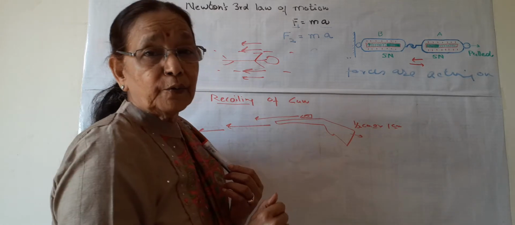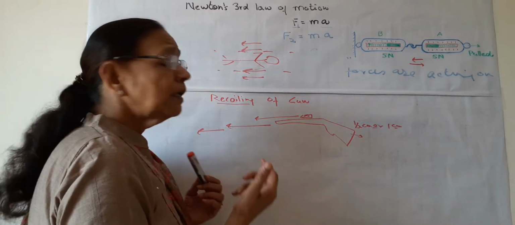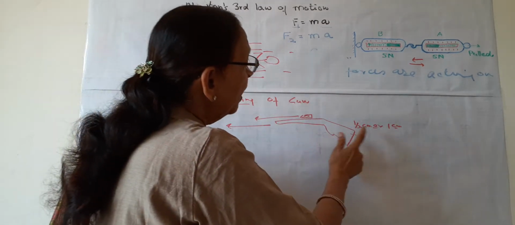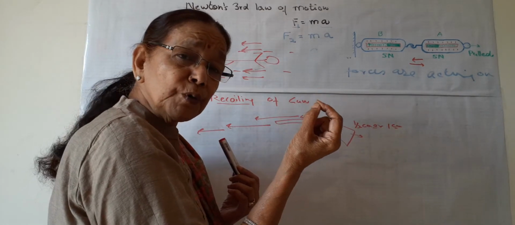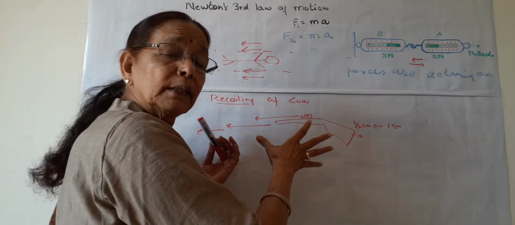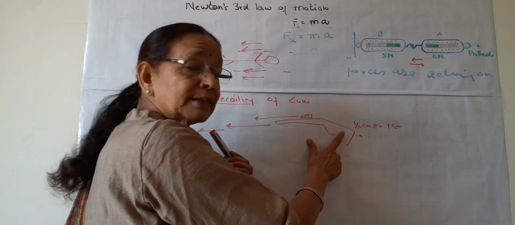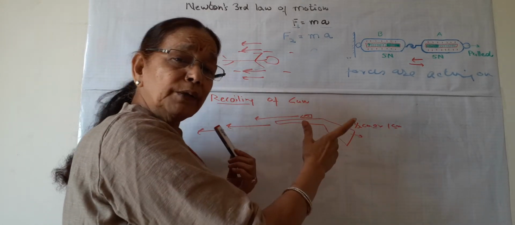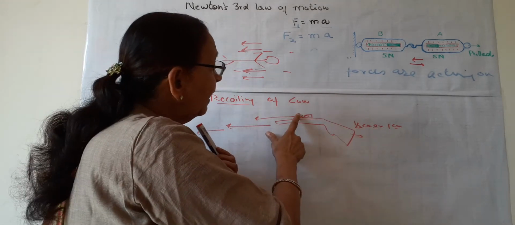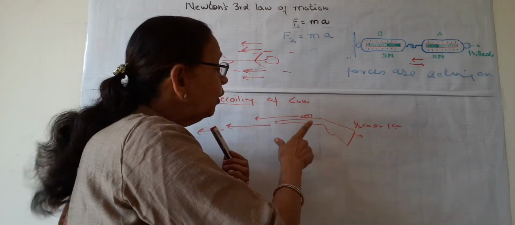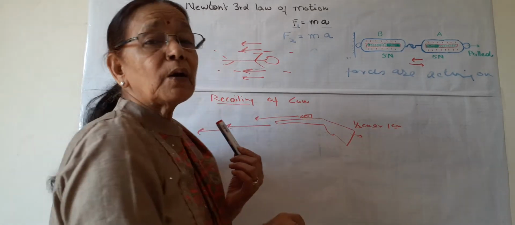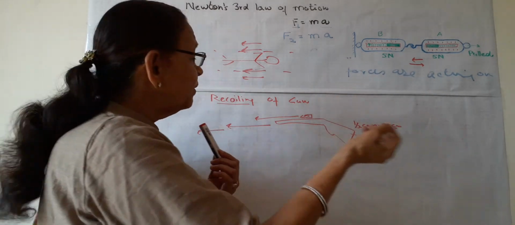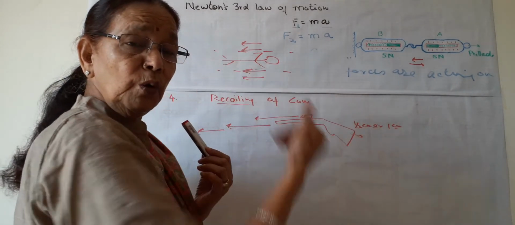It moves backward. But we can again ask a question: why is this bullet going a few meters and why is this gun only recoiling a few centimeters, though the force exerted by the gun is the same as the force exerted by the bullet? The action force is by the gun and the reaction force is by the bullet. Due to this reaction force, the recoiling of the gun takes place, but the gun moves only a centimeter, whereas the bullet moves a few meters.